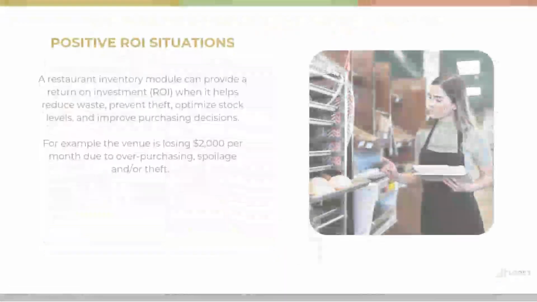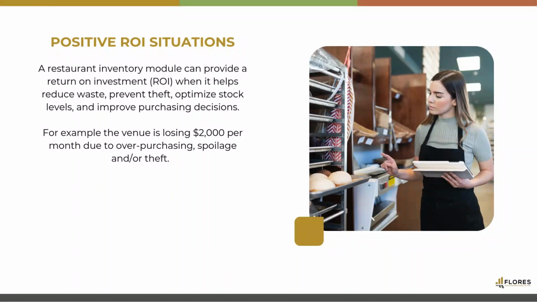Now, let's look at another perspective. For example, the venue is losing $2,000 per month due to overpurchasing, spoilage, and/or theft. This is where looking at the positive outcomes of having an inventory module may come into play.